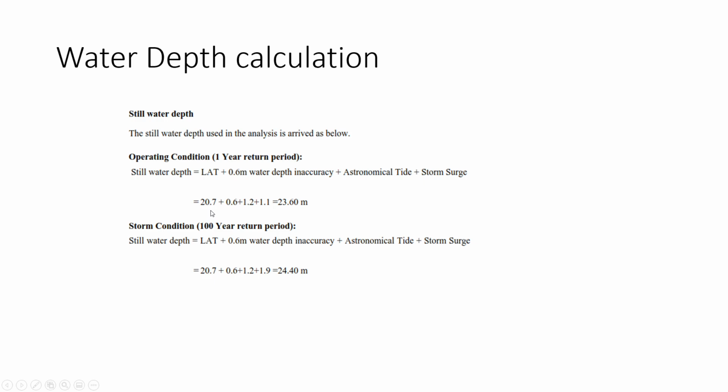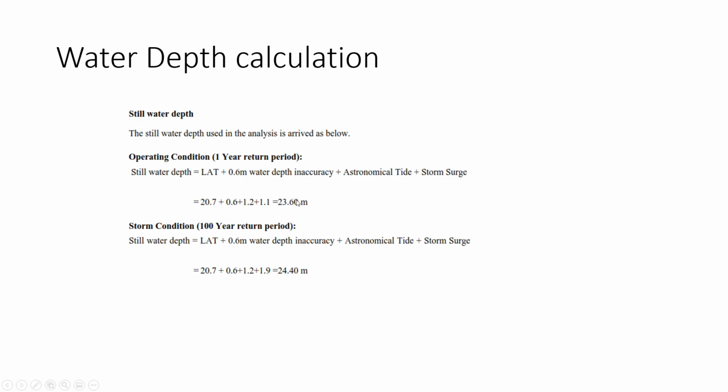If you see here in this calculation, 20.7 is the LAT plus 0.6 the accuracy plus 1.2 is the astronomical tide, and storm surge for the operating condition is 1.1, whereas in the 100-year return period storm surge is 1.9. So operating condition water depth is 23.60 meter, and for storm condition 24.40 meter. These numbers I have taken as an example, but this is the way to calculate the water depth for operating and storm. We have to consider two water depths here.